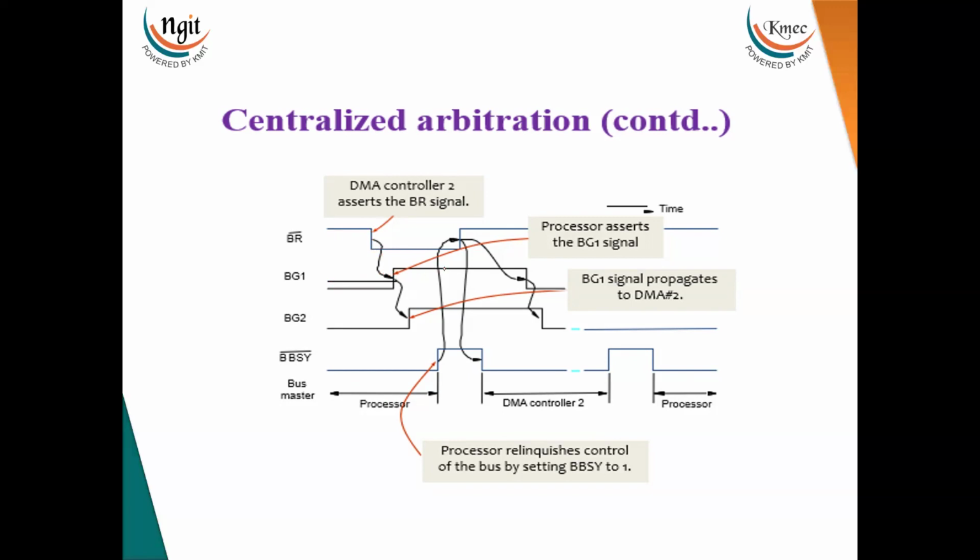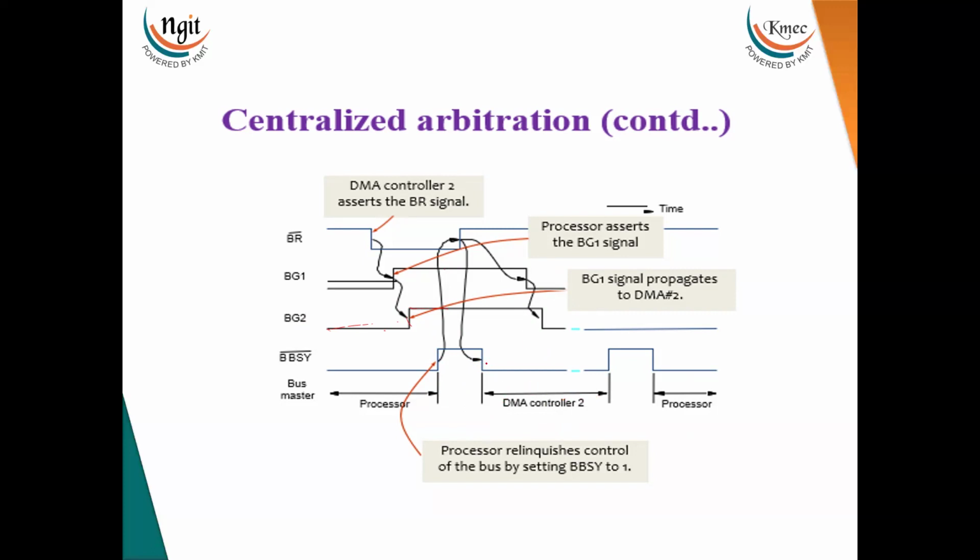If DMA1 has raised a request, it will hold the grant. If it has not, the grant simply propagates to DMA2. The bus grant 2 signal goes to DMA2, and it holds the bus grant signal. Then the bus busy line becomes 1, and DMA controller 2 places a 0 onto the bus busy, which indicates that the bus is now under the control of DMA2.